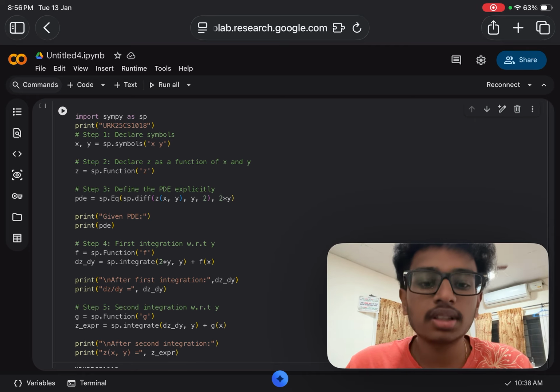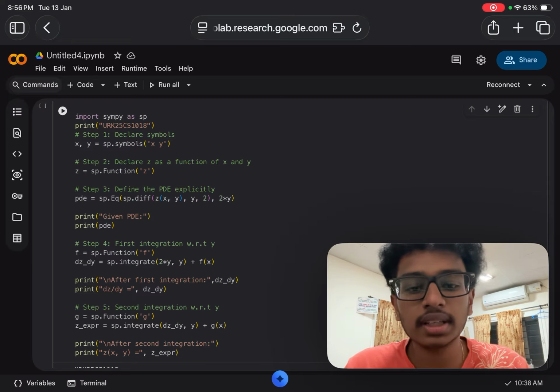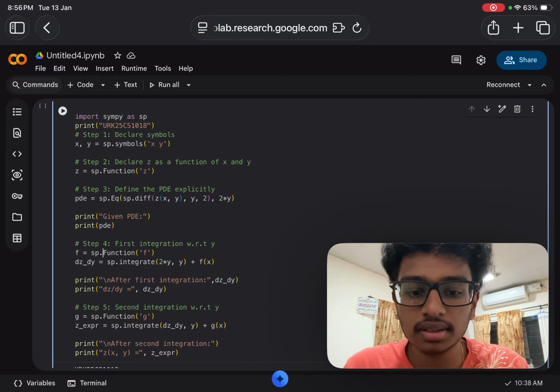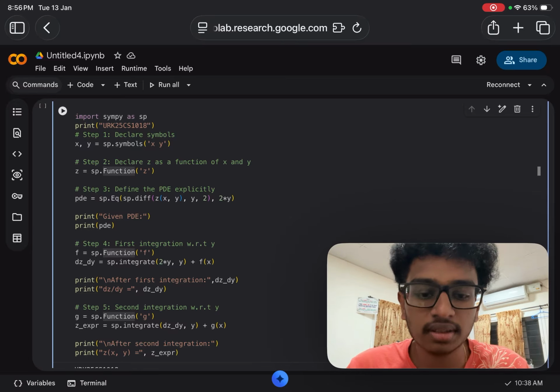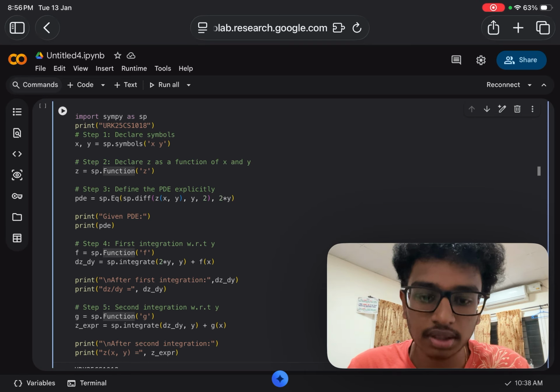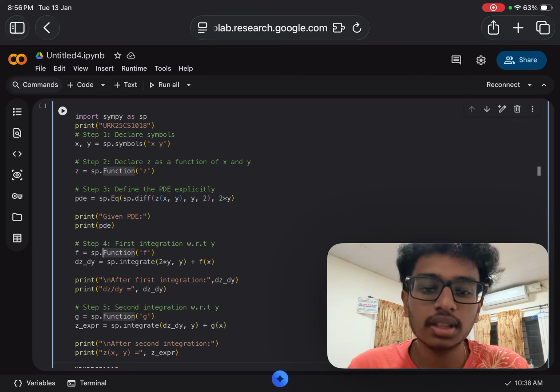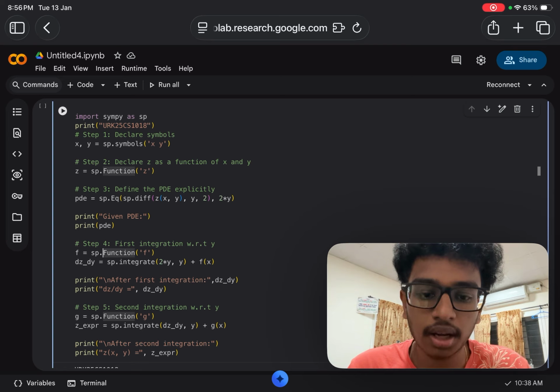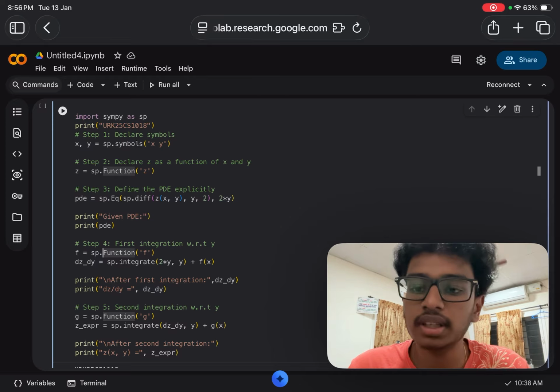Again, because this is the second integration, we must include a second integration constant, and in PDEs this constant can also be a function of the other variable x. So we add g(x) also. Therefore the final general solution becomes z(x, y) = y³/3 + y f(x) + g(x). In this code, this is represented using z_xy = sp.integrate of that function. Finally, SymPy prints the expression as the general solution of the given PDE.